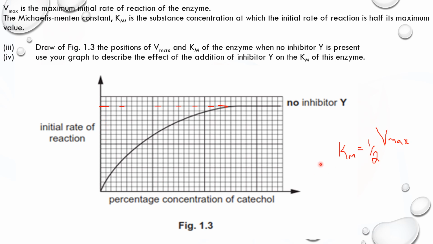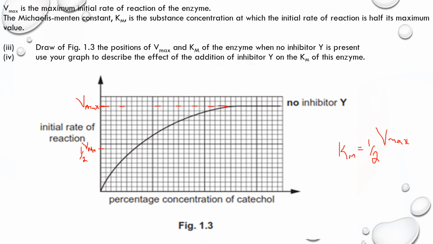So half Vmax should be used to determine Km. Half Vmax is 9 here, so I'll come here, this is the ninth box. This is Vmax, that's the maximum, and this is half Vmax.